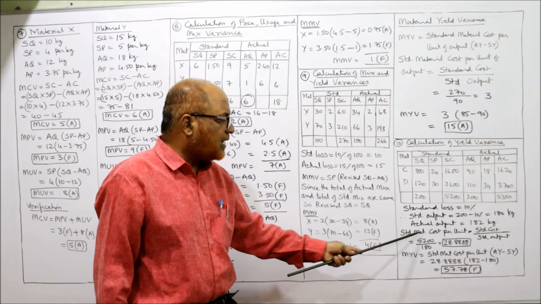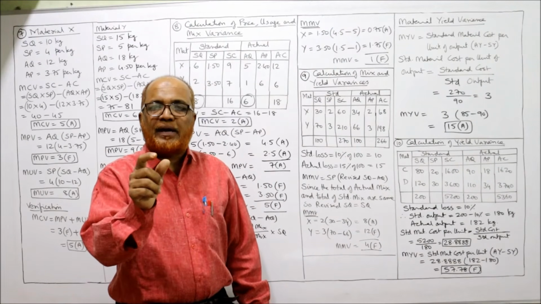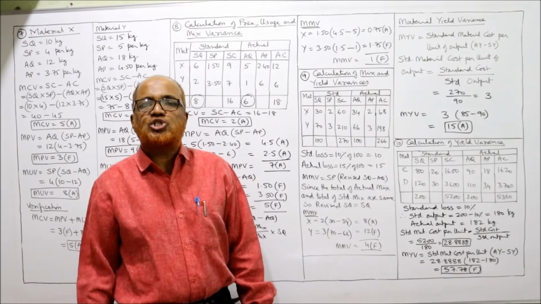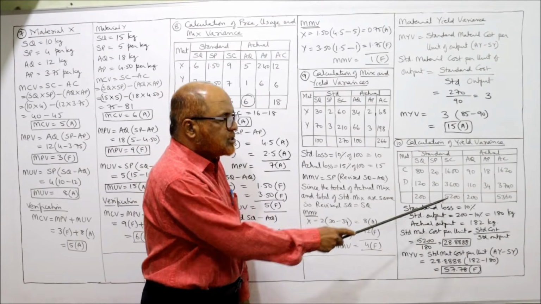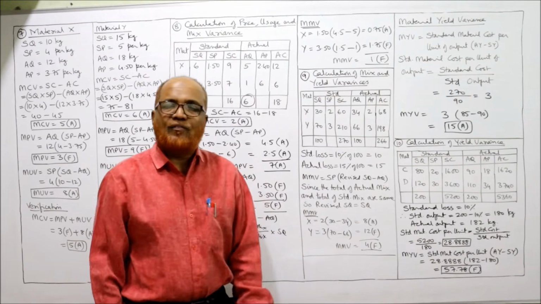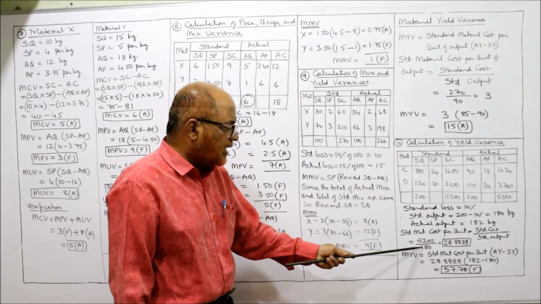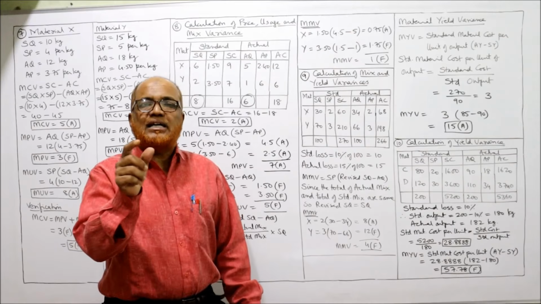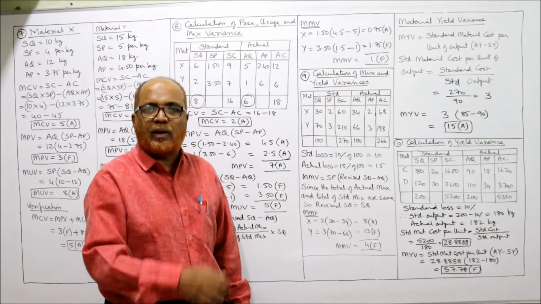Now first of all, standard material cost per unit. Standard material cost per unit is equal to standard cost by standard output. So what is the standard cost here? 5200. What is the standard output? 180 kilograms. So 5200 divided by 180, you will get 28.88888 like that, on the calculator.